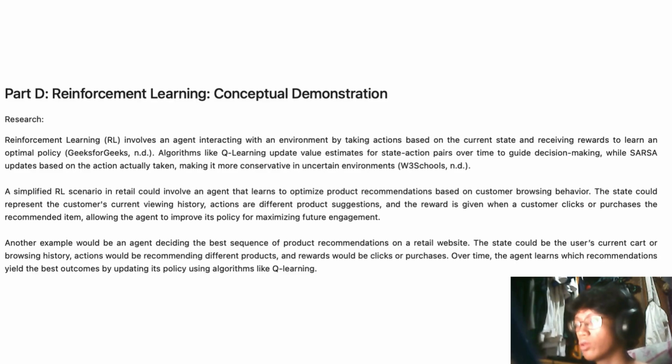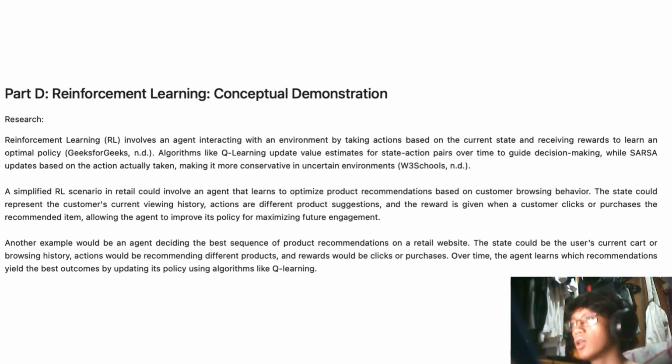In the retail world, RL can be used to optimize product recommendations. Imagine a virtual shopping assistant that sees what you are browsing. Based on your current behavior, your state, it suggests an item. That's the action. If you click or make a purchase, that's a reward. Over time, the assistant learns which recommendations work best for different types of shoppers.